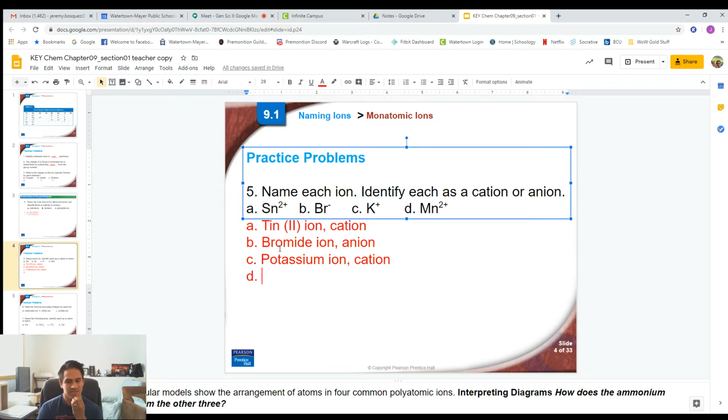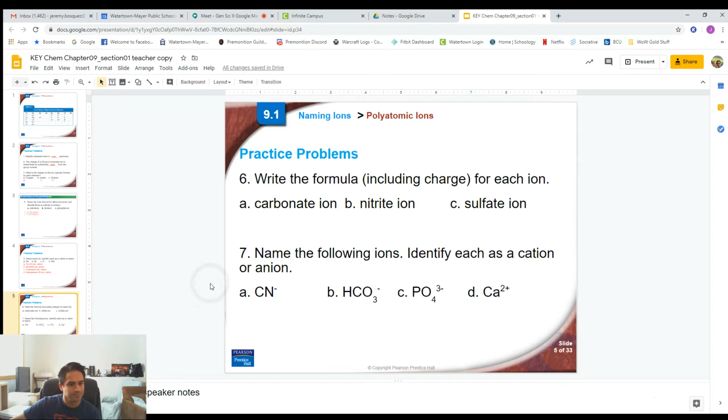And then letter D, this is manganese. Manganese is a transition metal. It is in the middle of the periodic table. It makes more than one charge, so we do need to have a Roman numeral indicating the charge. In this case, it's going to be a 2. So this would be manganese 2 ion, and then because it is positive, it is a cation. Again, there's no "-ide" ending on it because it is not negative.